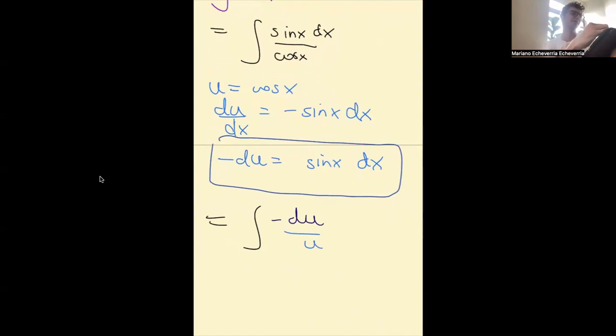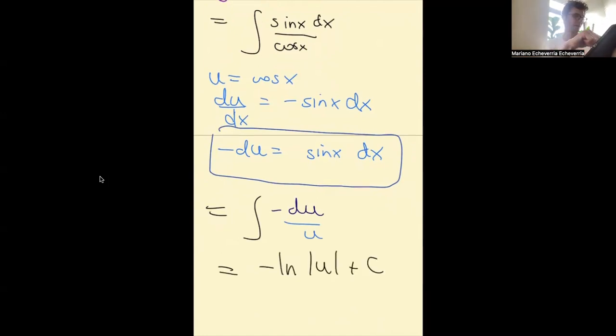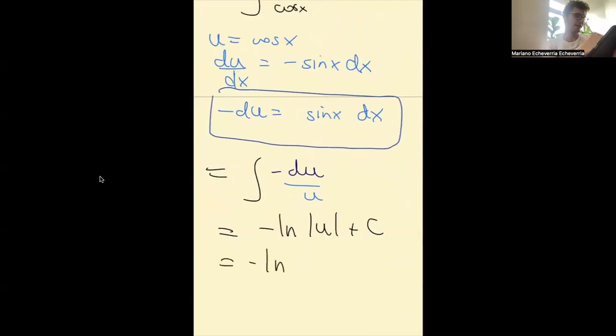Okay, and so that gives you minus a logarithm, minus ln of absolute value of u plus c. And that is minus ln of the absolute value of cosine of x plus c. And that's the answer. It's more common.